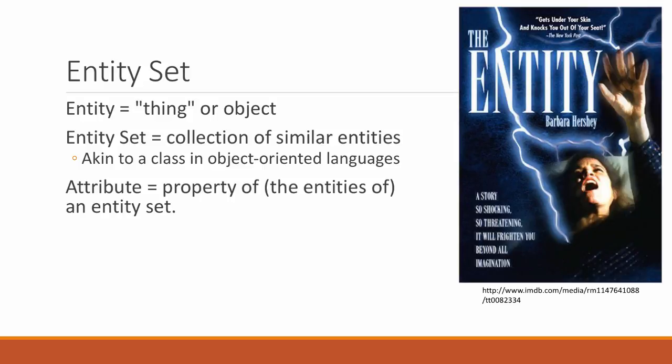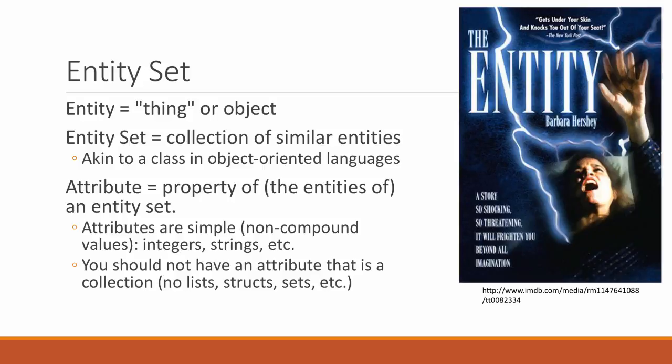One really important thing that's an easy mistake to begin with is that attributes should be simple types. So they should be things like integers or strings or booleans, things like that. You shouldn't have attributes that are collections. So no attribute should be a list or a struct or a set. If you have something that should be a collection, it probably should be an entity in itself. All right, once again, this won't make a lot of sense until we get to some examples, but I've got to establish the vocabulary first.